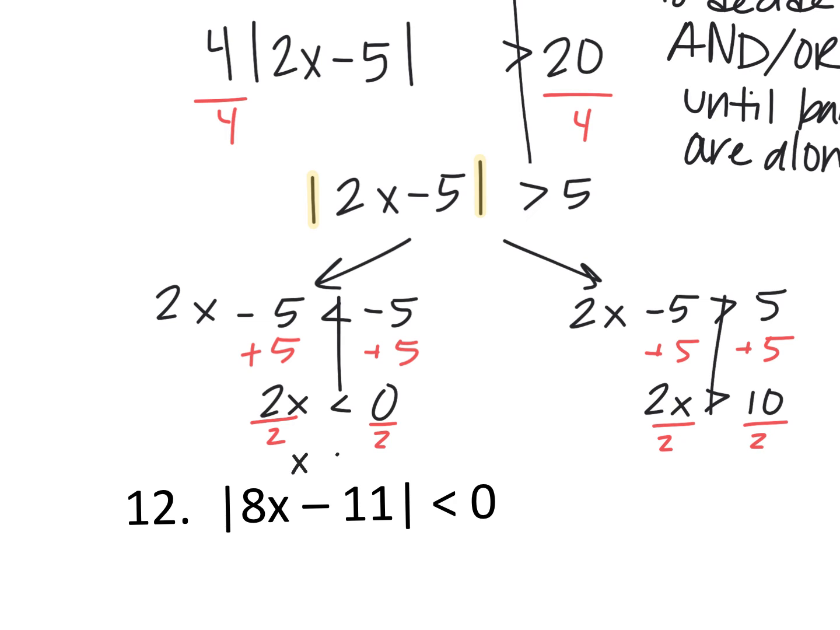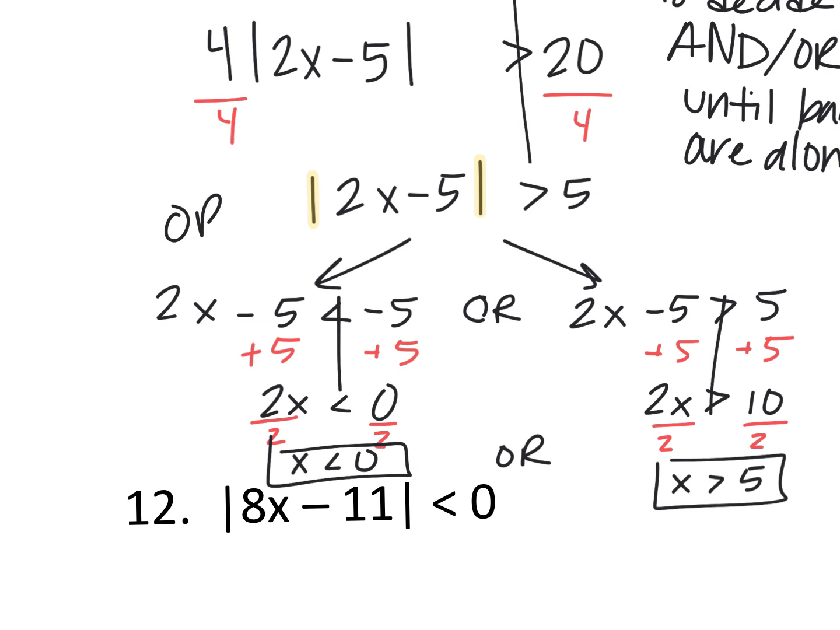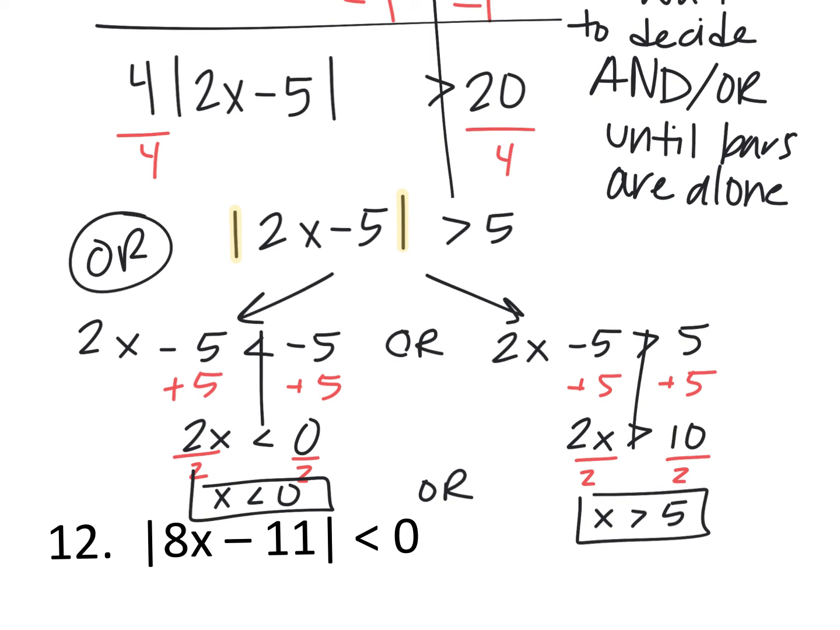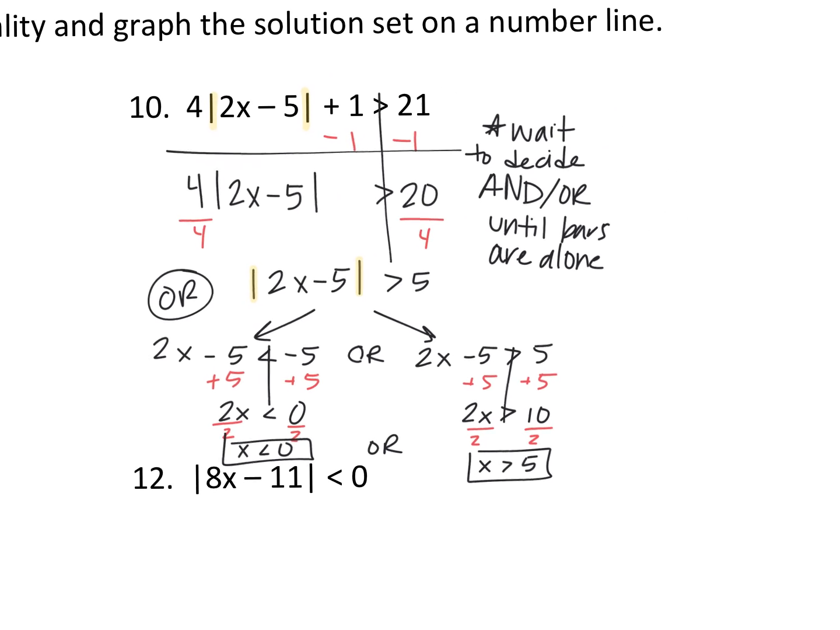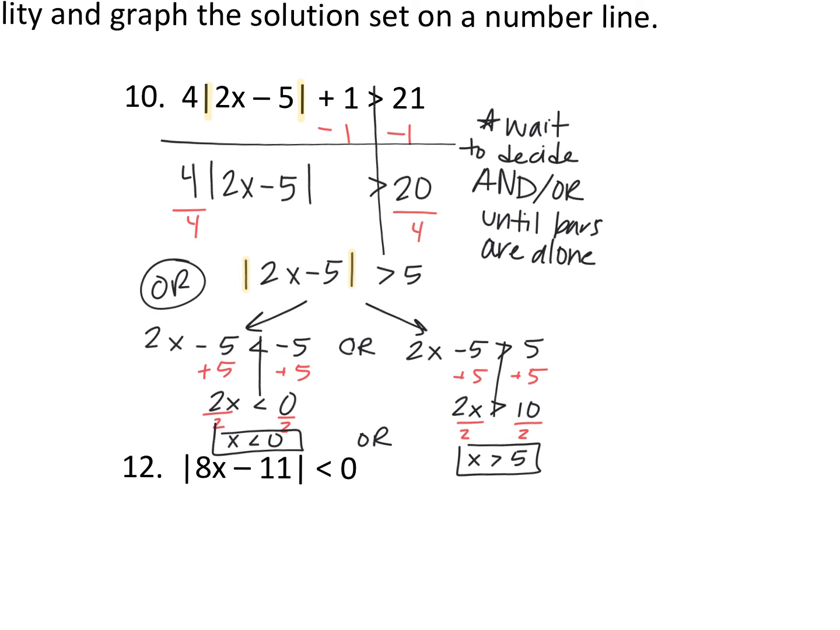Okay, so you get x is less than 0, or, because it chooses or, x is greater than 5. So 2 separate ones, because this is an or inequality, we should have written it down. And then you're going to graph those on your number line, and they will be split apart. As long as I can see those two numbers, it's fine. So 0 and 5.